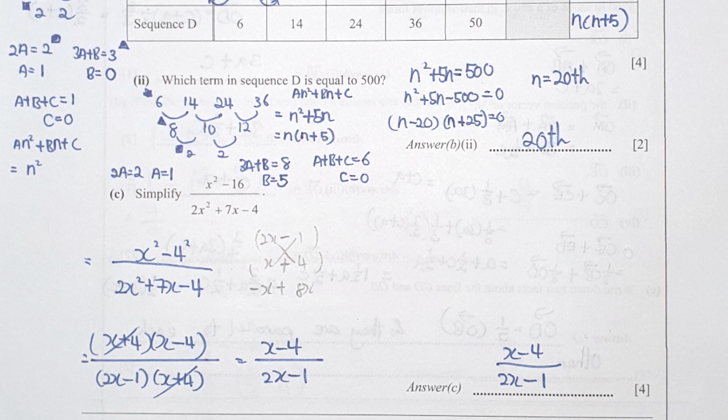As for section C, x squared minus 16, this one will be x squared minus 4 squared over 2x squared plus 7x minus 4. After the factorization, you will get x plus 4, x minus 4, and for the denominator, it will be 2x minus 1, bracket x plus 4. So you find the result, x minus 4 over 2x minus 1.